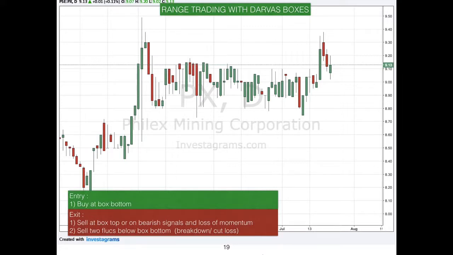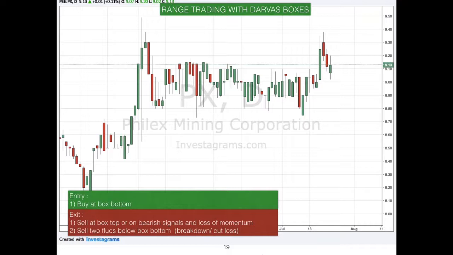Now this shows a trading range with Darvas boxes. This is the trading range for Felix Mining. The entry point was at the box bottom. The exit is at the box high, or when bearish signals and lack of momentum appear at the top, or below the box bottom if prices break down.